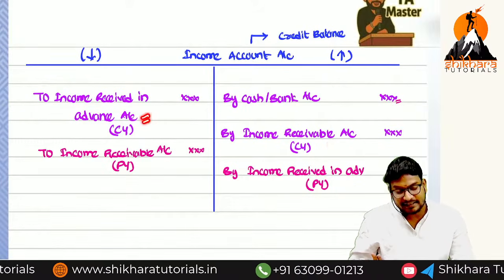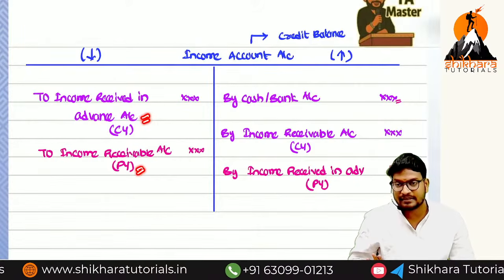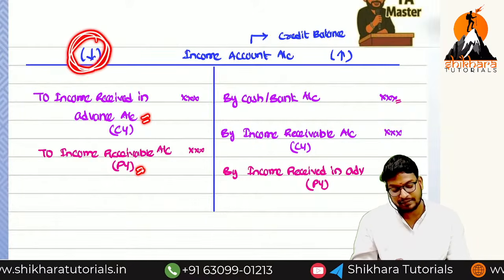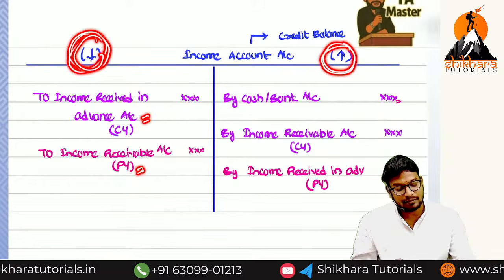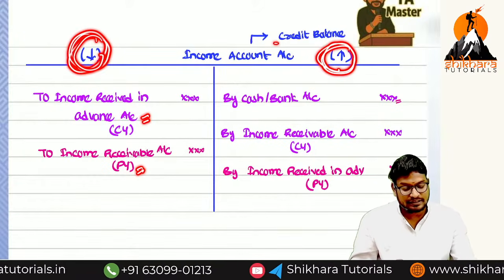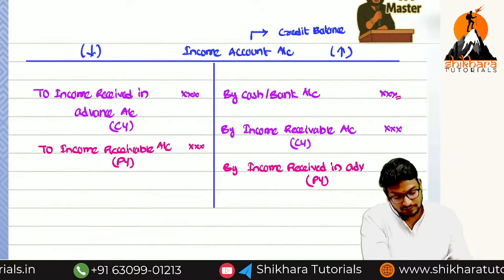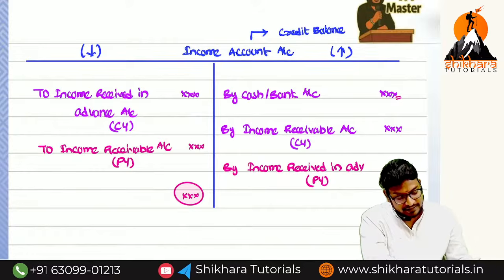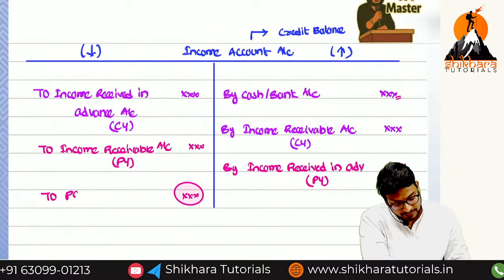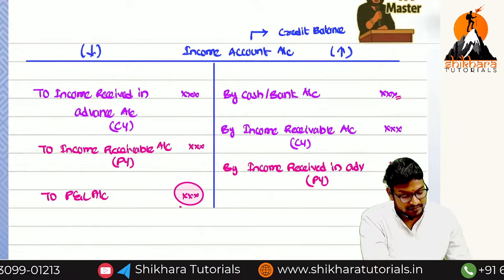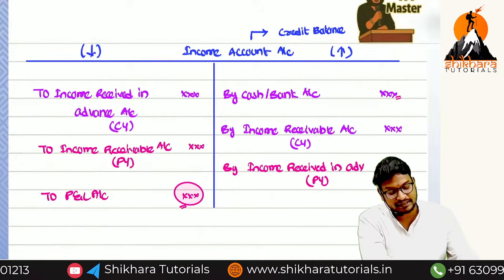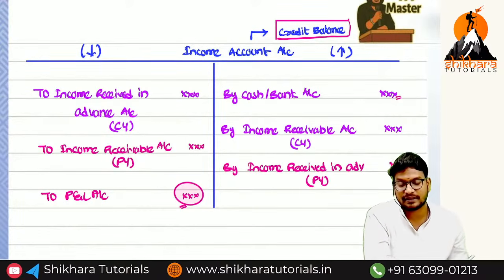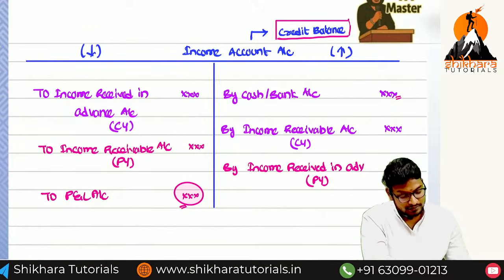If it is related to either the next year or the previous year, what do we have to do? We have to reduce it. The reduce items are available on which side? Debit side. Increase items will be available on which side? Credit side, because it is showing which balance? Credit balance. So now the closing balance will be transferred to the P&L account. The closing balance will be available on which side? Debit side, because this particular account is showing a credit balance. For the credit balance, the closing balance will be on the debit side. For the debit balance, the closing balance will be on the credit side.